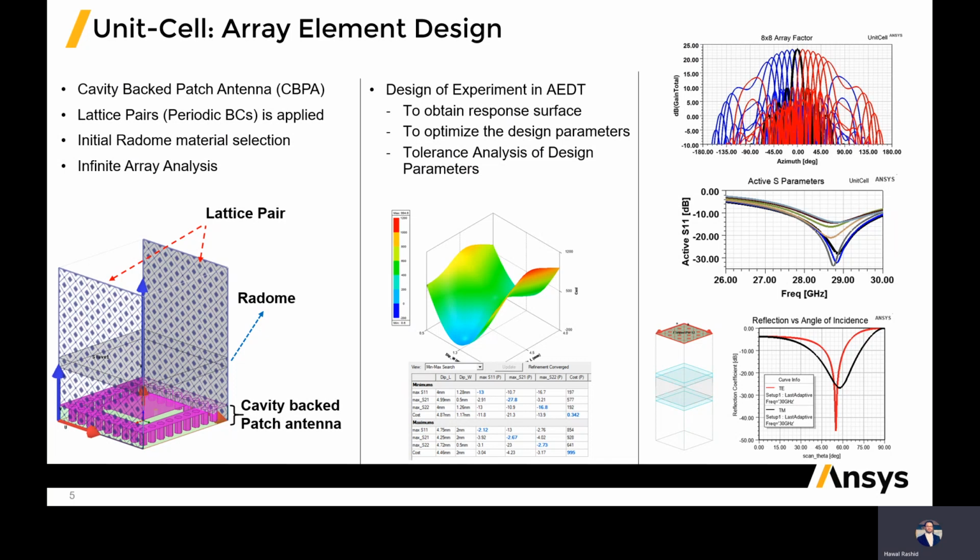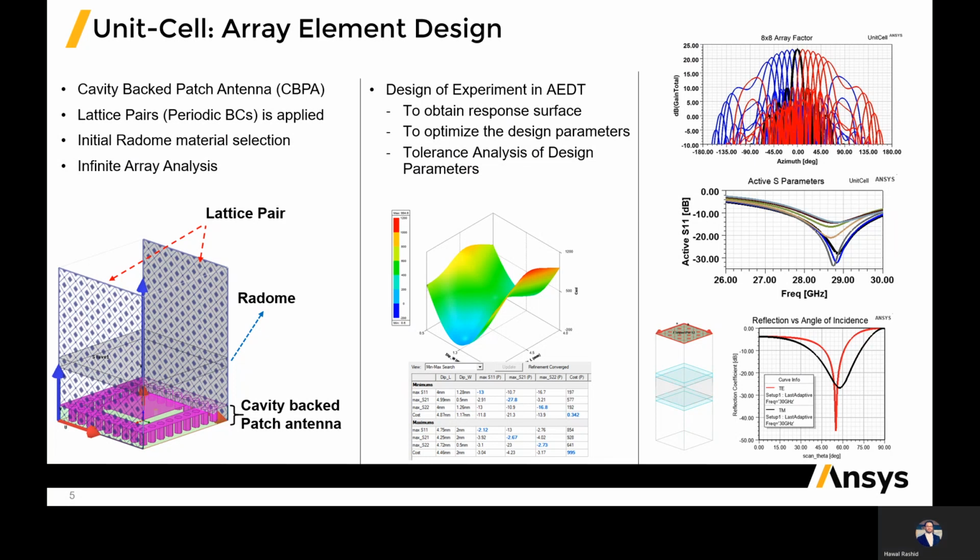Next picture below shows the active S parameter. This active S parameter is for different beam steering angles. We can see how the active parameters are changing for different beam steering angles. And I forgot to say, the picture above here is that we are seeing the azimuth cut for different beam steering angles again.